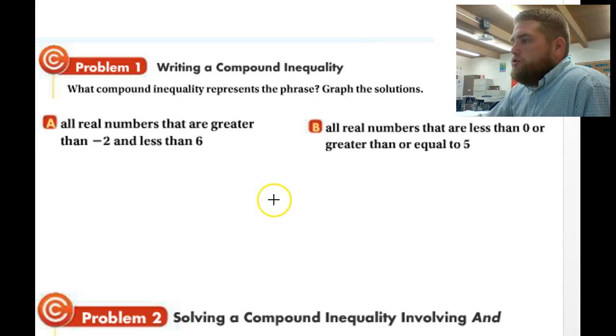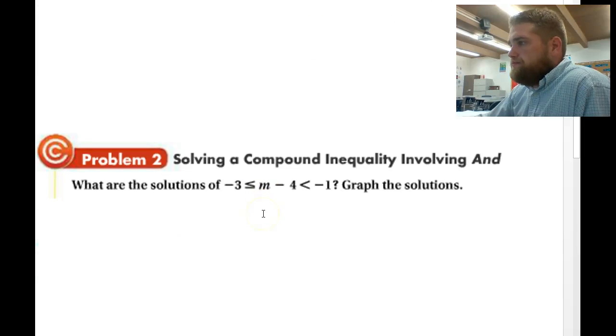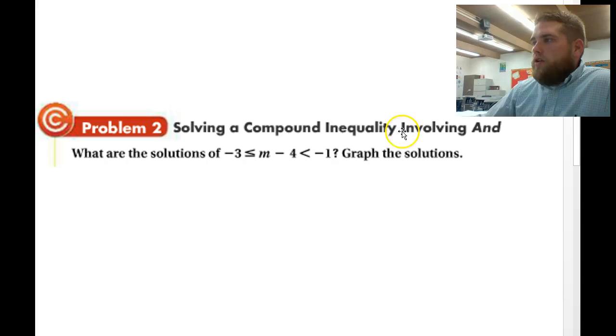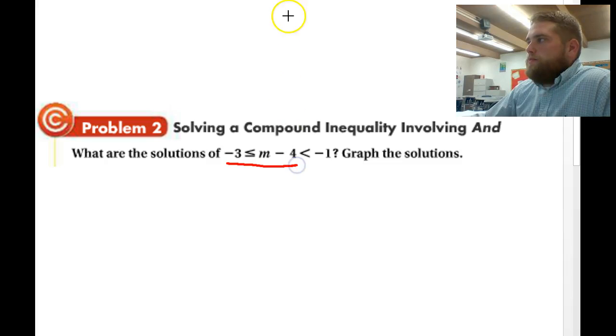So now let's jump to problem 2. If I get this out of here, there we go, okay? So now we have solving a compound inequality and, okay? So what are the solutions of negative 3 is less than or equal to m minus 4 and m minus 4 is less than, okay? So my red line is one equation and my blue line is one equation. So let's write the red one. So we have negative 3 is less than or equal to m minus 4.